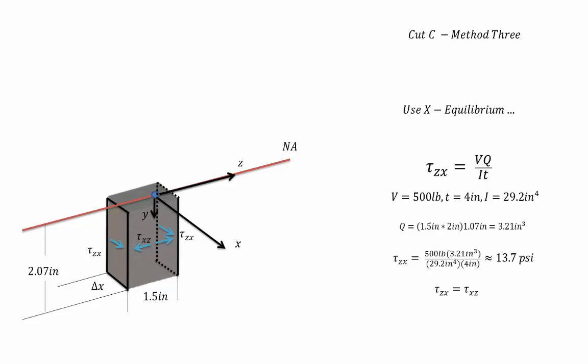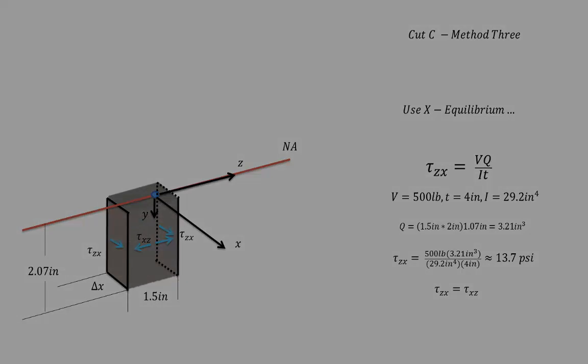Now, if you've noticed anything about all these different cuts throughout A, B, and C, you notice that no matter how you cut it or how you look at the top section or the bottom section, you'll see that the shear stress will be equal at that plane. So as long as you use x equilibrium, tau equals VQ over It, you'll be able to find your shear stress.